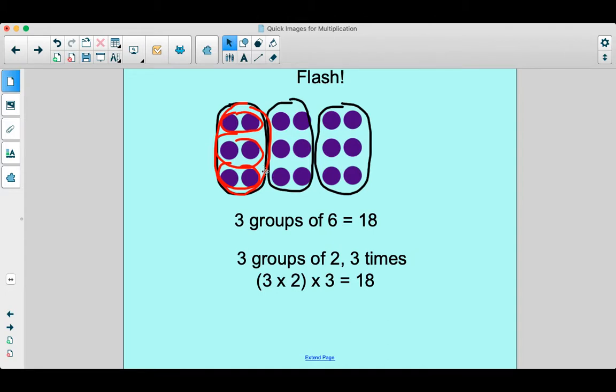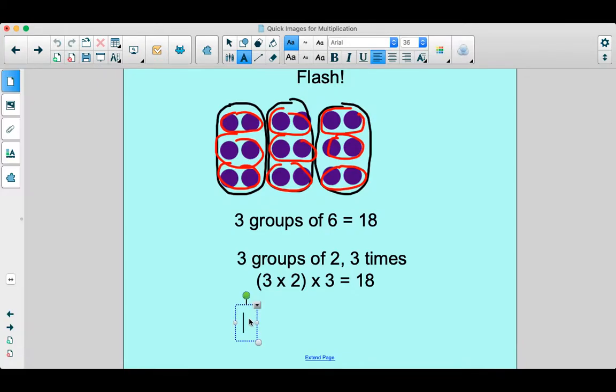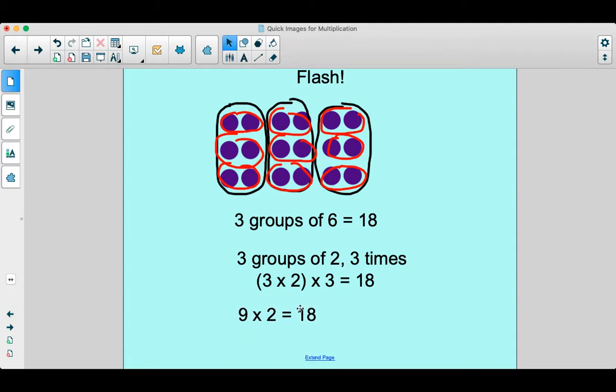Okay, let's see. How many of you thought about it as just groups of 2? So let me get rid of this. Maybe you saw it as just groups of 2 and you thought about it as the picture split like this. How many groups of 2 are there? Let's see. 1, 2, 3, 4, 5, 6, 7, 8, 9. So there are 9 groups of 2. Let's actually write 9 times 2, and that makes 18. All right? I'm going to guess a lot of you probably saw that as well.